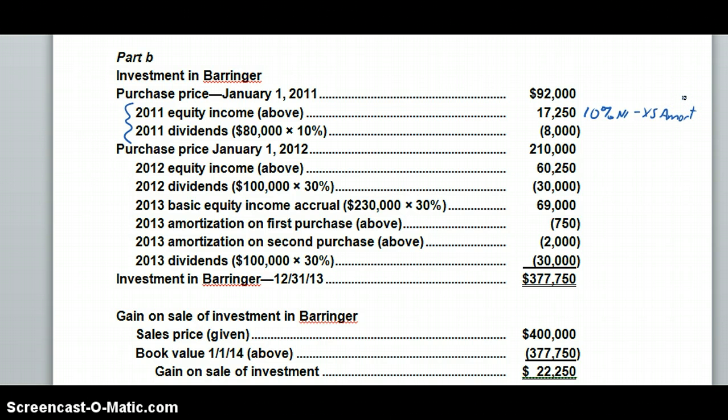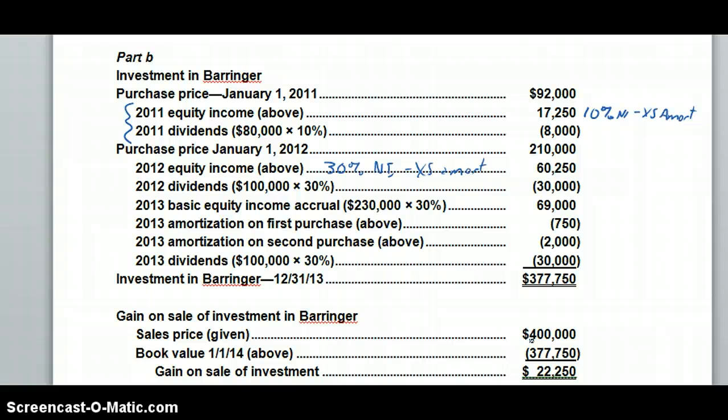10% of dividends reduce our investment, so dividends reduce investment. In 2012, we also calculated 30% of reported net income less the excess amortization associated with both the 10% and the other 20% purchase. Subtract 30% of the declared dividends. Dividends reduce the investment. We recognize the investment goes up when they report earnings, less any excess amortization. Dividends are a reduction of investment, a return of capital.